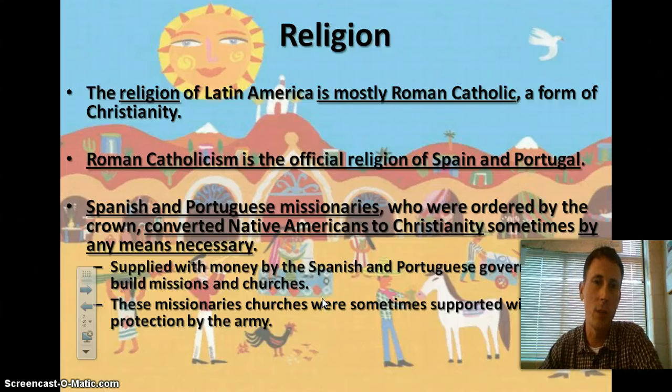These missionaries were supplied with money by the Spanish and Portuguese governments to build missions and churches. And these churches were sometimes supported with protection by the army. It was very, very important to many European countries to spread Christianity. Always remember the 3 G's: gold, glory, and God.